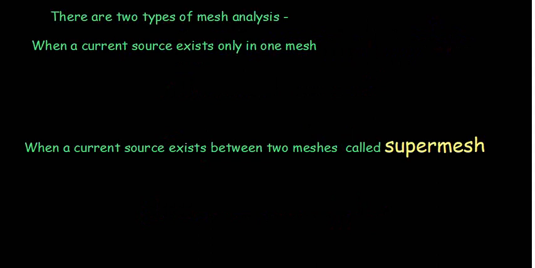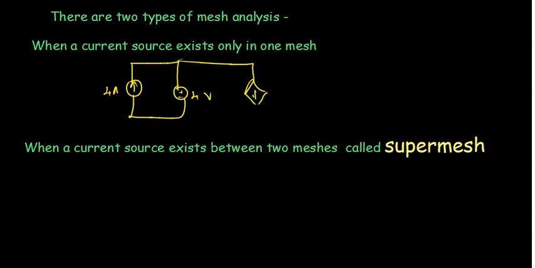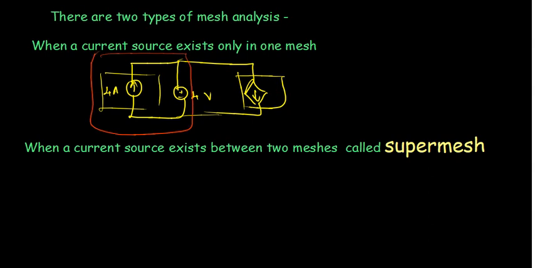For example, when a current source exists in only one mesh, like I drew here. This is a 4 amp current source, and here is a 4 volt voltage source, and then there is a dependent current source. So there are two current sources, and each exists only in one mesh. This current source belongs to this mesh, and this current source belongs to this mesh. This is the first category, when a current source exists in only one mesh.